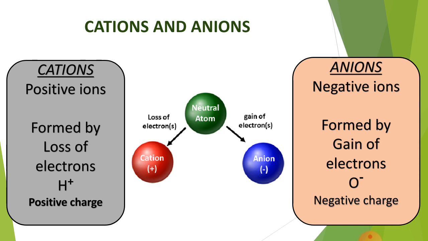Then what are anions? Now on the right hand side we can see an orange colored box. It is showing anions. These are the negative ions. They are formed by the gain of electrons. So they have a negative charge on them because they have extra electrons. Electrons are negatively charged. An example is oxygen having a negative charge. So the oxygen ion is an anion.